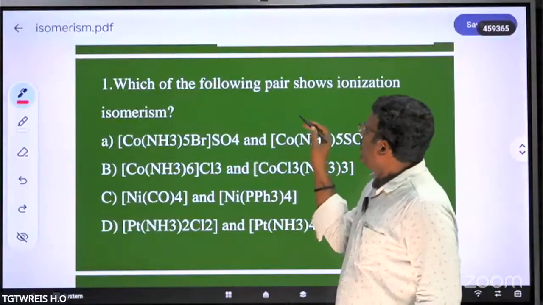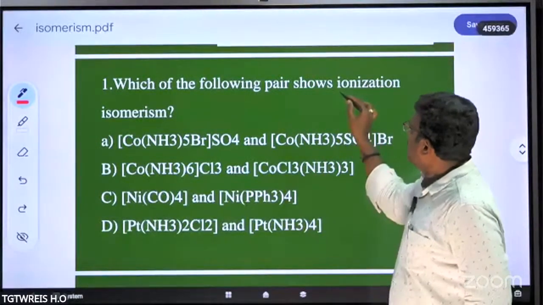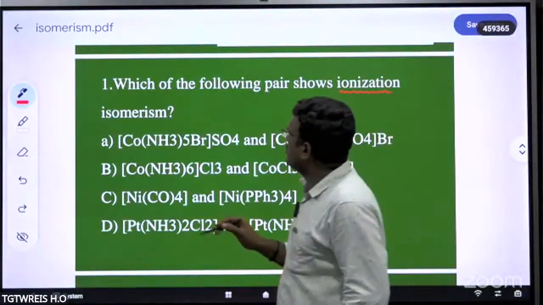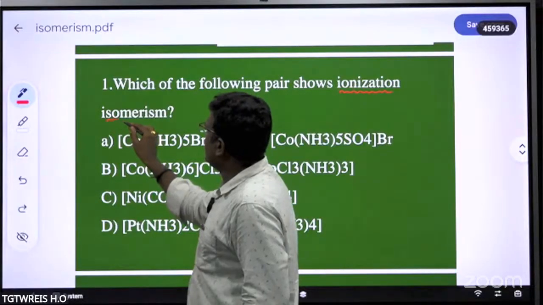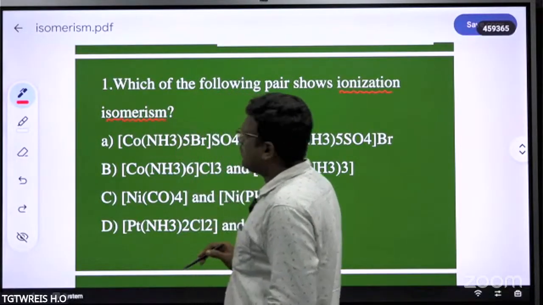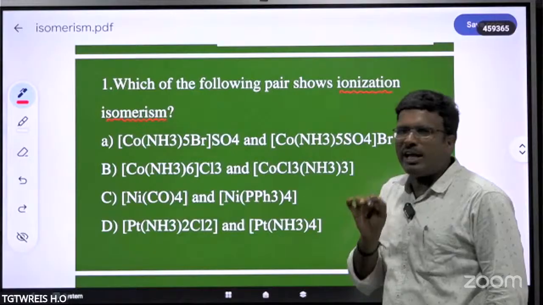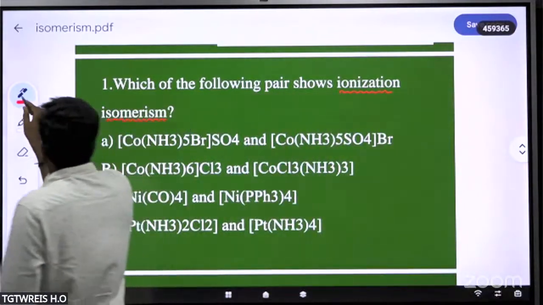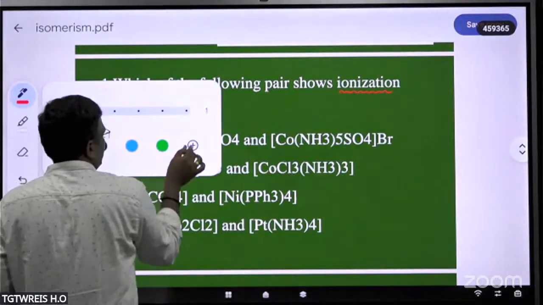Which of the following pairs shows ionization isomerism? Ionization isomerism. Which of the following pairs is ionization isomerism? If the ions change within the compound, that is called ionization isomerism.